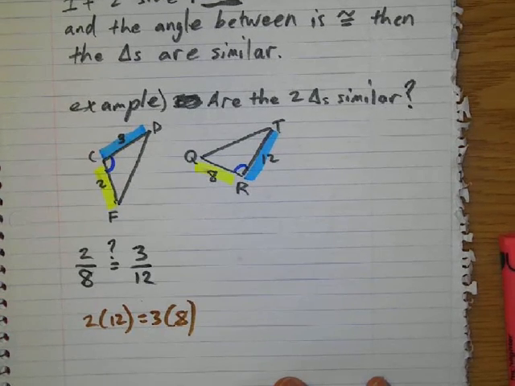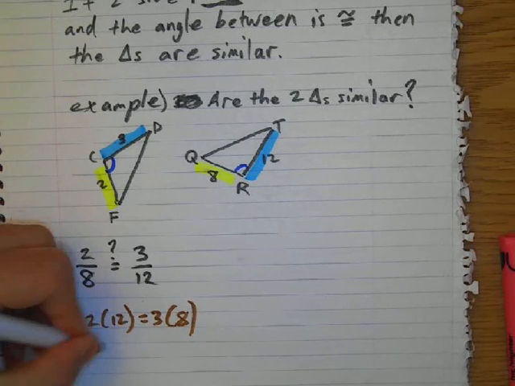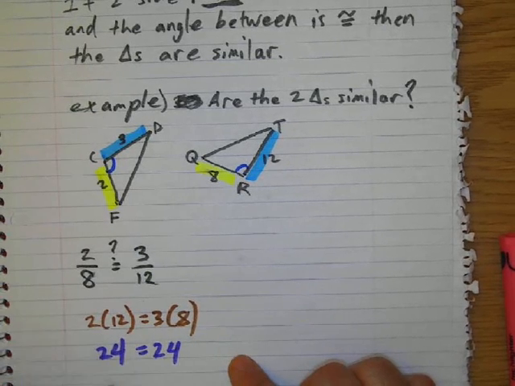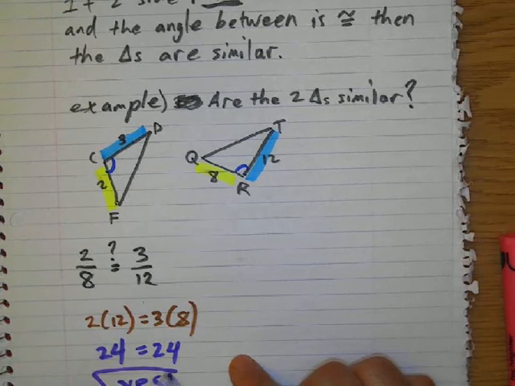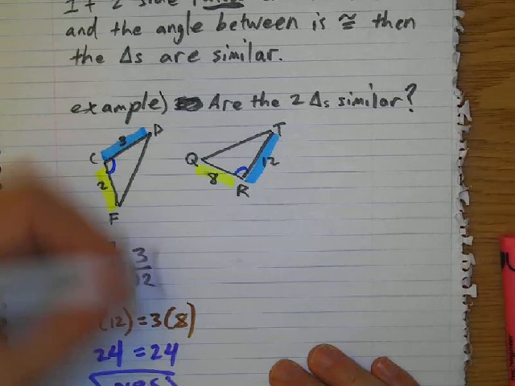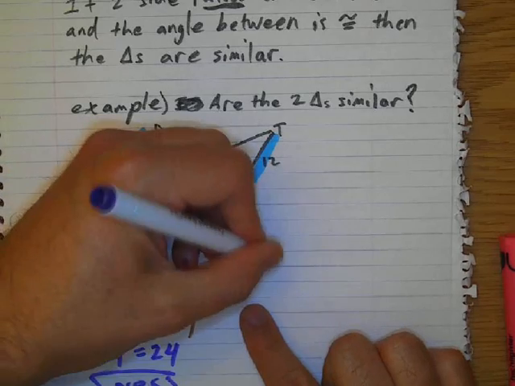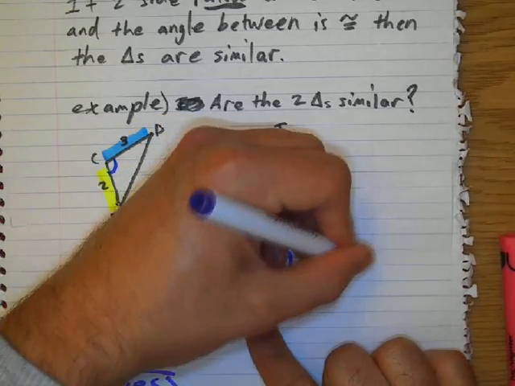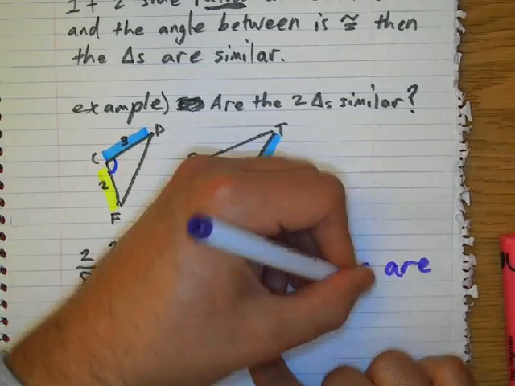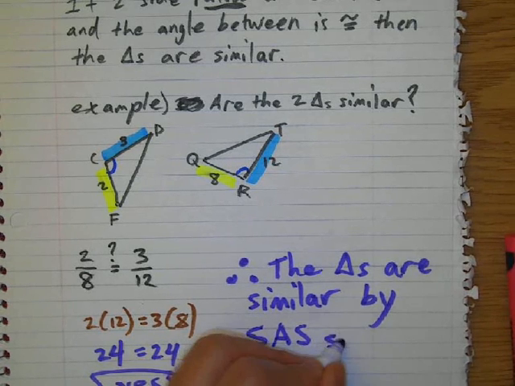Well, what is 2 times 12? That is correct, it is 24. And what is 3 times 8? 24. Are those equal? Yes. And since the angle in between is congruent, we can say, therefore, 3 dots means therefore. Therefore, the triangles are similar by side, angle, side similarity.